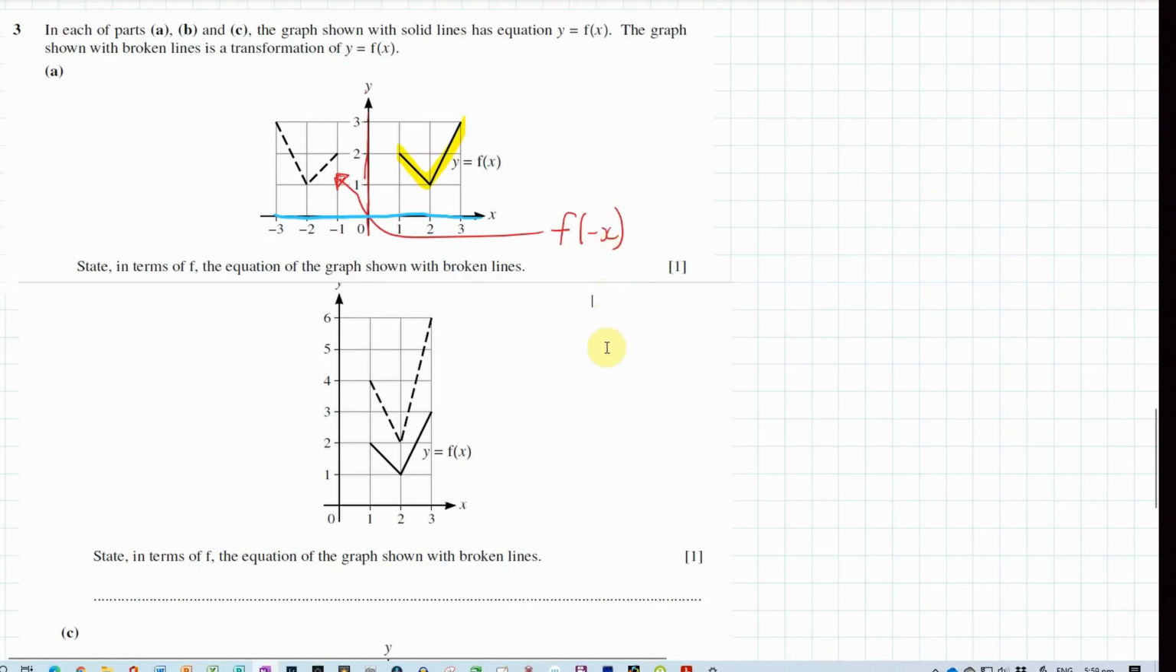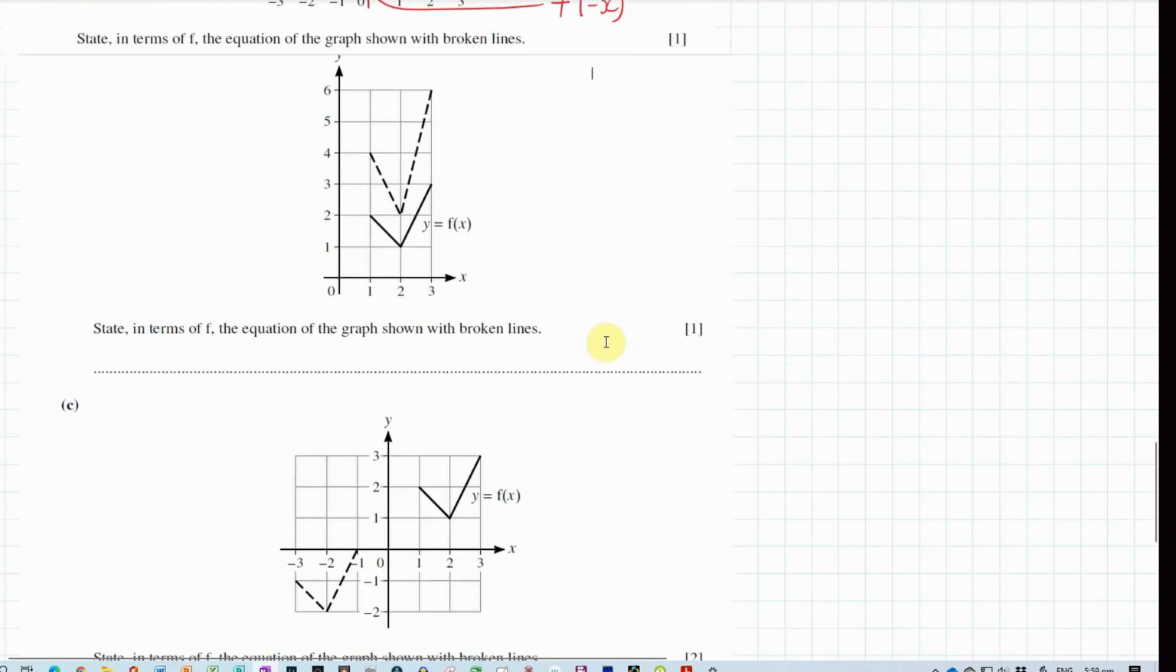Okay, the second one, let's have a look at what we've got here. It looks to me that this is a stretch. We've got our original here, and you can see that every point here is stretched on the y-axis. It's gone up on the y-axis, right? And this has gone from 2 to 4. This has gone from 1 to 2, and this has gone from 3 to 6.